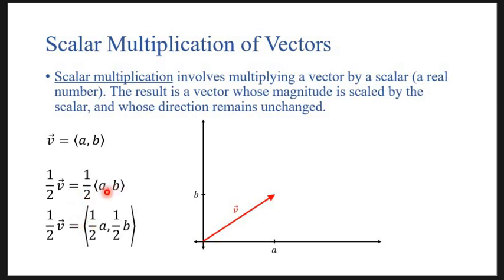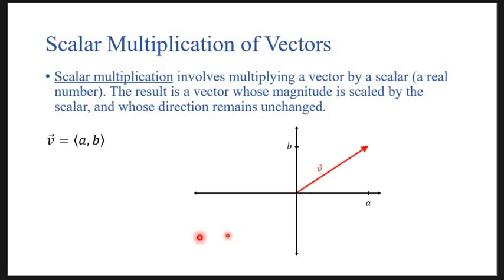So each one of these components gets halved, so we get a vector that's half of the magnitude of the original vector. Let's go back to the original vector v. What if instead of having a positive number that's greater than 1 or a positive number that's between 0 and 1, what if we have a negative number instead? What if we scale a vector by a negative? So let's scale the vector by -1 and see what happens.